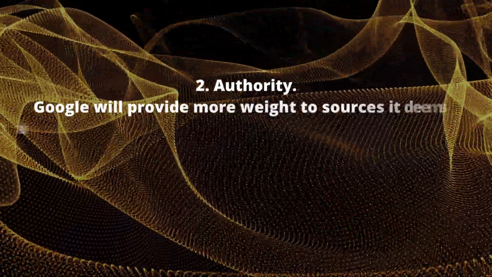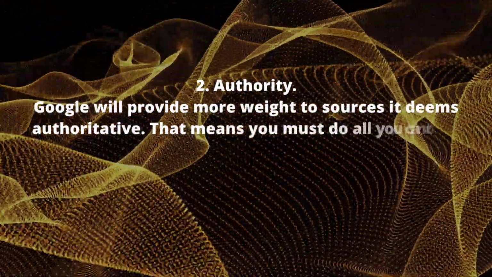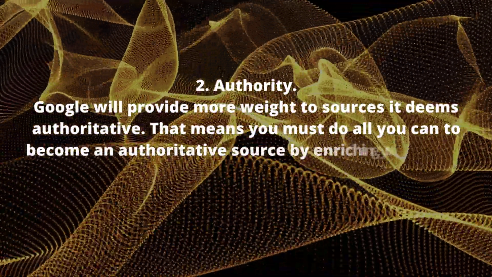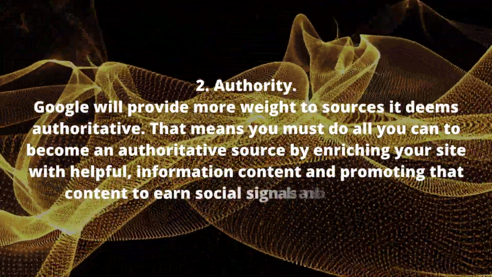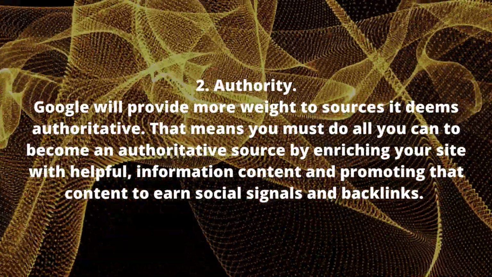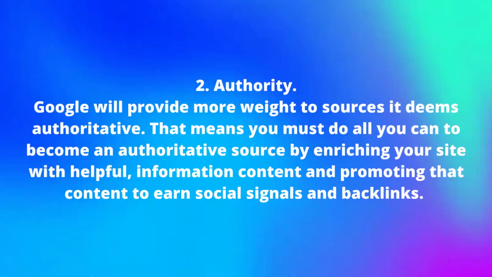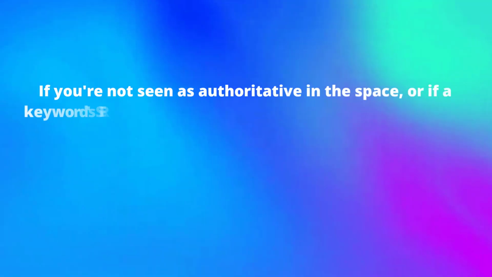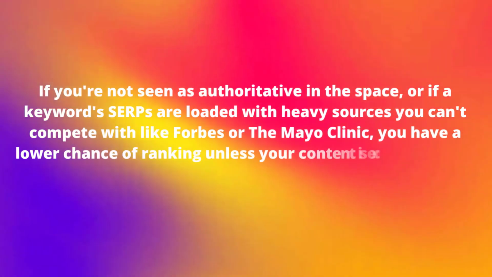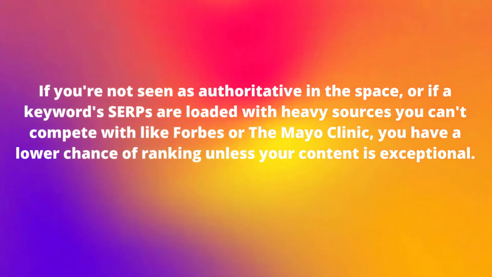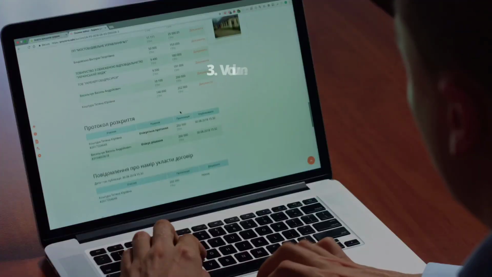Number two is authority. Google will provide more weight to sources it deems authoritative. That means you must do all you can to become an authoritative source by enriching your site with helpful information, content, and promoting that content to earn social signals and backlinks. If you're not seen as authoritative in the space, or if a keyword's SERPs are loaded with heavy sources you can't compete with like Forbes or the Mayo Clinic, you have a lower chance of ranking unless your content is exceptional.